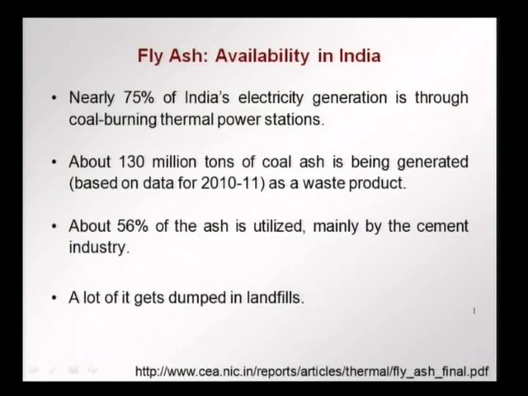Nearly 75% of India's electricity comes through coal burning. So that means we produce a lot of fly ash. About 130 million tons of coal ash are being generated as waste product. About 50 to 60% of this ash is used by the cement industry, but a lot of it still gets dumped. So the more fly ash we use, it is better for the environment because we are using a waste product and not just dumping this fly ash in open land.